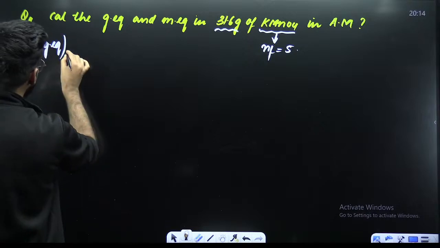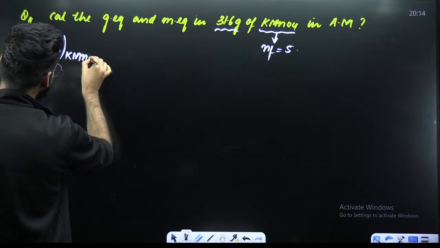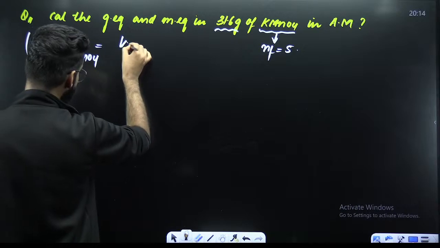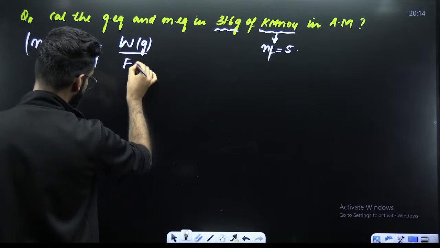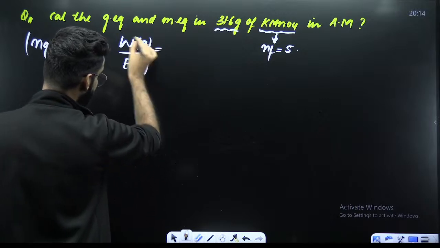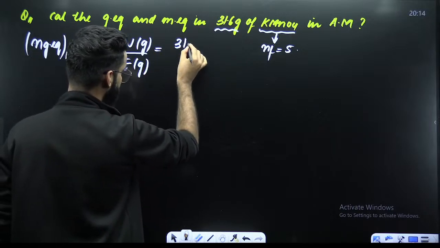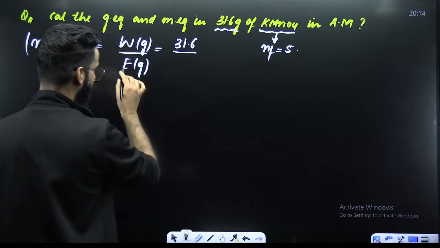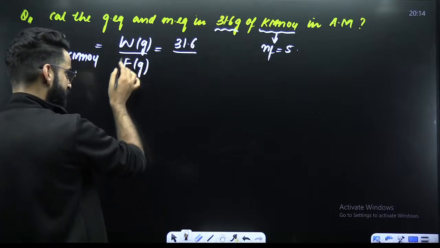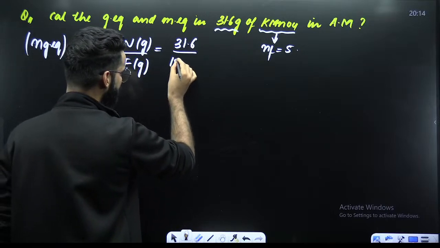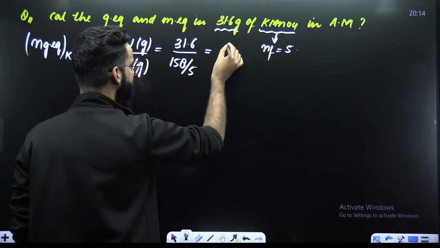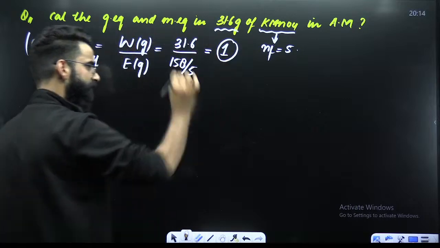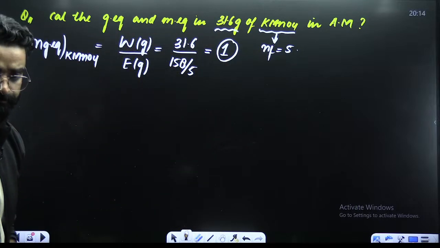Number of gram equivalents of KMnO4 will be equal to given mass of KMnO4 in grams divided by equivalent mass of KMnO4. Given mass of KMnO4 is 31.6 grams divided by, what is the equivalent mass of KMnO4? Equivalent mass of KMnO4 will be molar mass of KMnO4 divided by n factor of KMnO4. When you solve it, the value comes out to be 1.